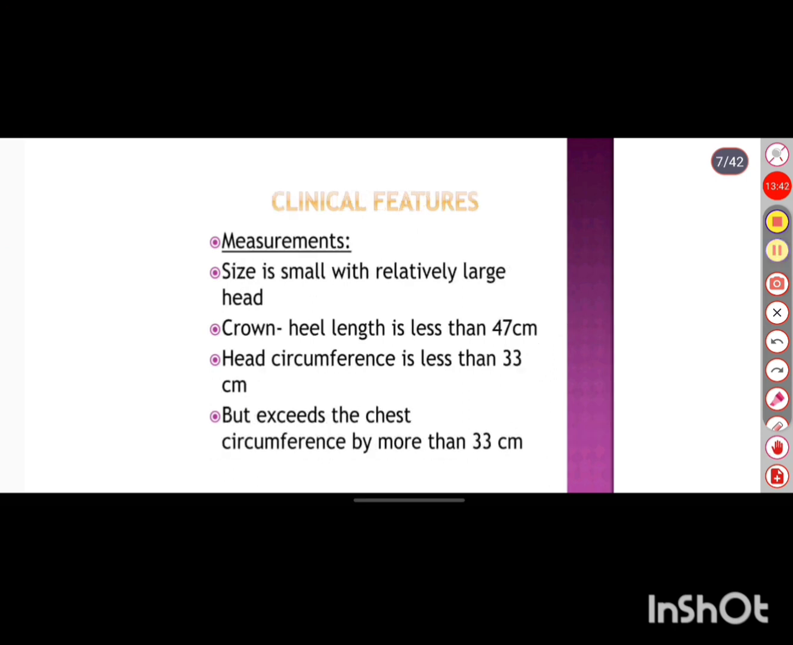Next, as you have seen in the question, they have asked for the clinical features of these preterm babies. Usually they are small in size, and their head is relatively large. The length of the babies from crown to heel is less than 47 centimeters, and head circumference is less than 33 centimeters, but the chest circumference exceeds 33 centimeters.